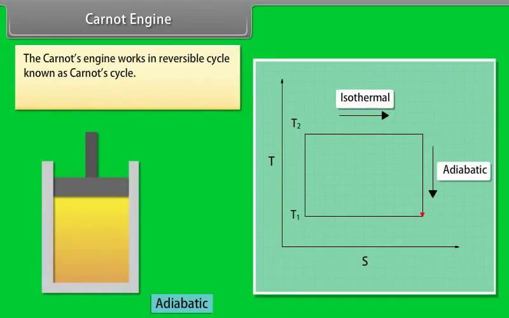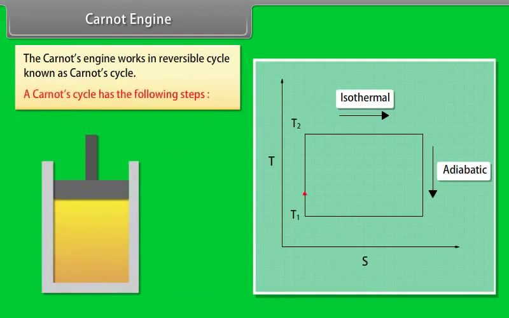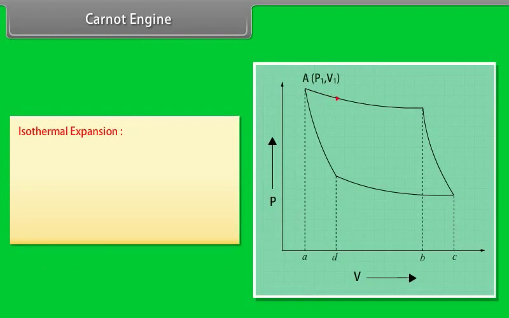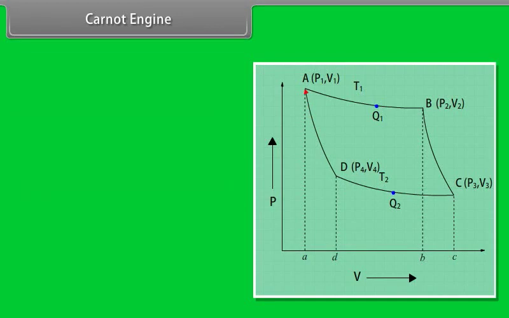Carnot engine. The Carnot engine works in a reversible cycle known as the Carnot cycle. A Carnot cycle has the following steps. Isothermal expansion. The cylinder is placed in thermal contact with the source and weights over the piston are gradually reduced. The gas expands isothermally at a constant temperature T1 and the volume increases from V1 to V2. The amount of heat absorbed during this expansion is Q1.